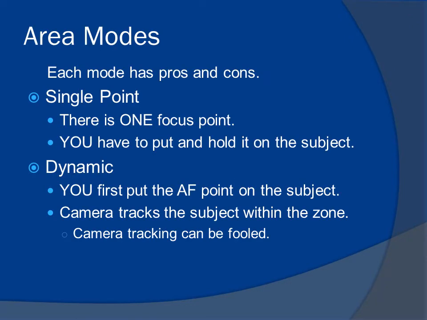Area mode. Each mode has pros and cons. Single point: there is one focus point. You have to put and hold it on the subject. Dynamic: you first put the AF point on the subject, and the camera tracks the subject within the zone. Problem is, the camera tracking can be fooled.